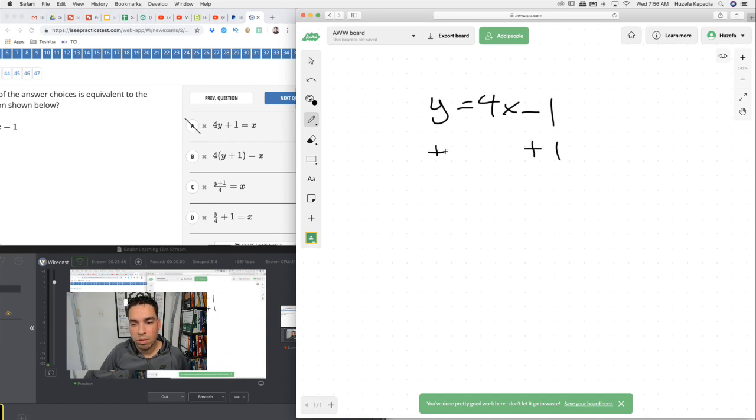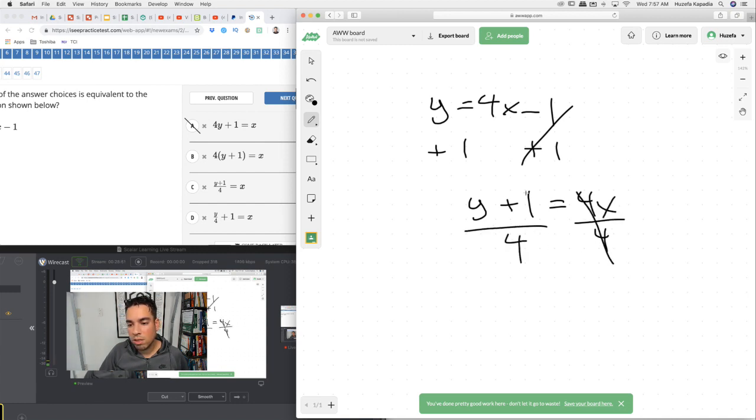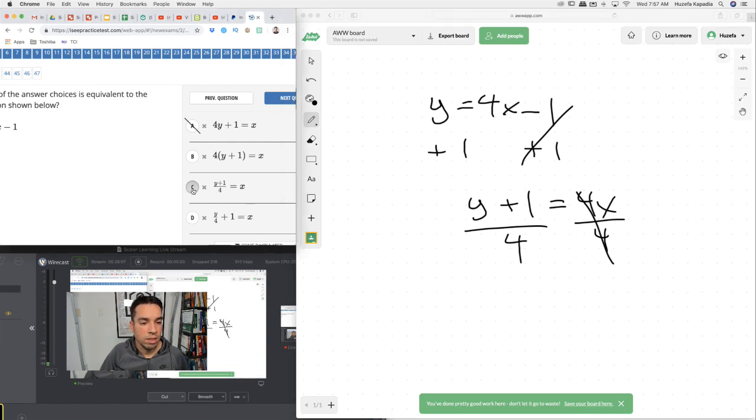That's the fastest way. So isolate x, and I get y plus 1 equals 4x, and then we divide by 4, and this is it. X equals (y plus 1) over 4. That is the answer.